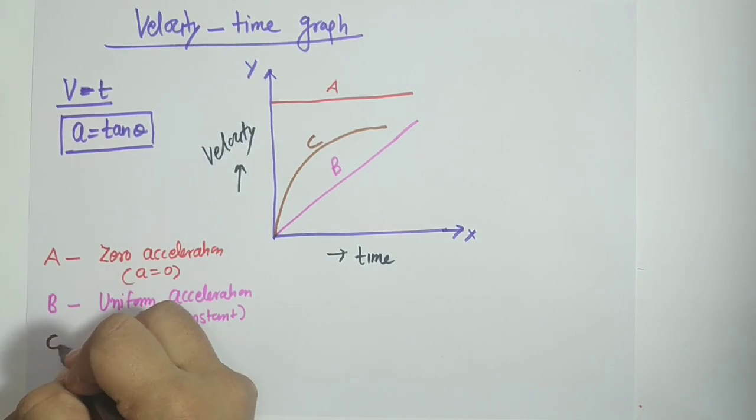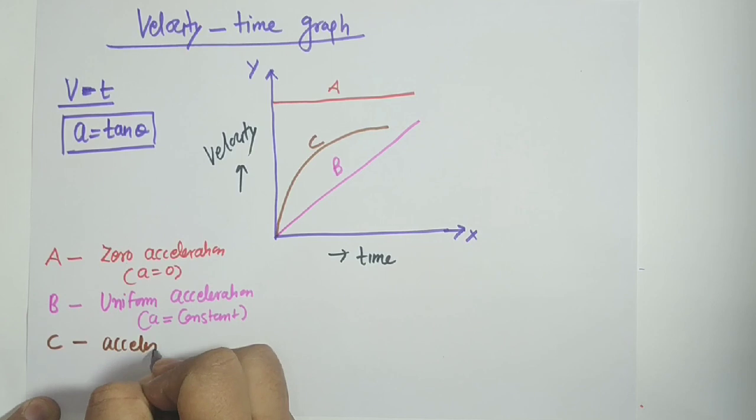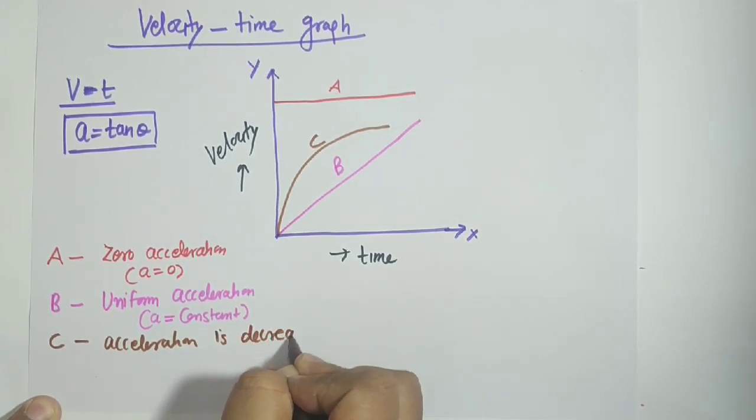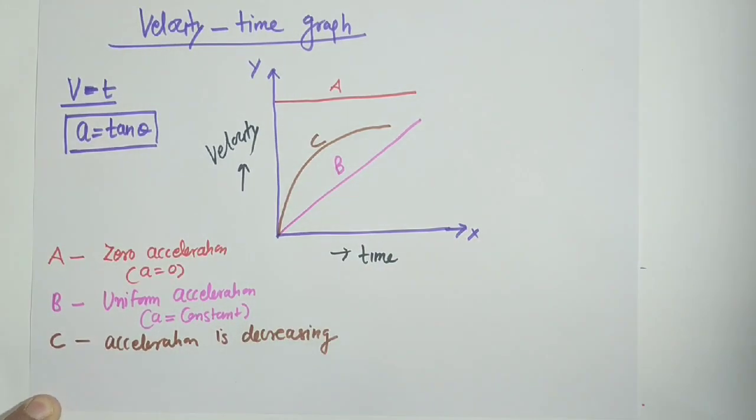Okay, and then if I ask you what this represents, say this is C. Now C represents what? Acceleration is decreasing. You know that we say it is a retardation. Acceleration is becoming negative. So it's decreasing. It's also known as variable acceleration.